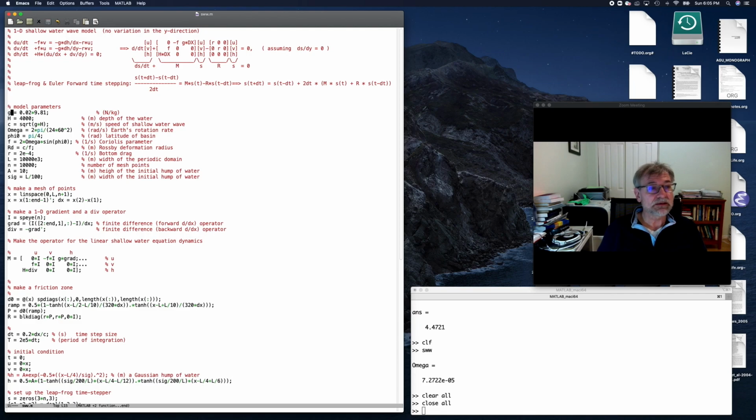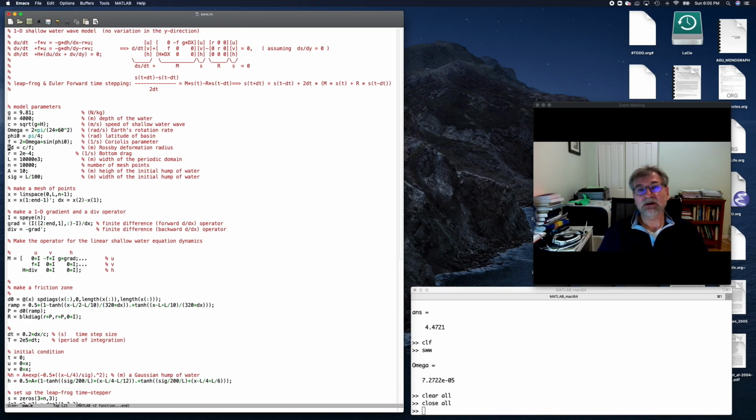G is the force of gravity, 9.81. H is the depth of the ocean, 4,000 meters. C is going to be the speed of the waves, root gh. Omega is the rotation frequency of the Earth, 2 pi divided by 1 day, 24 hours, 60 minutes, 60 seconds. Phi 0 is the latitude at which we're going to evaluate the Coriolis parameter. So we're going to pick it at pi by 4, which is at 45 degrees north. And then F is 2 omega sine phi 0.